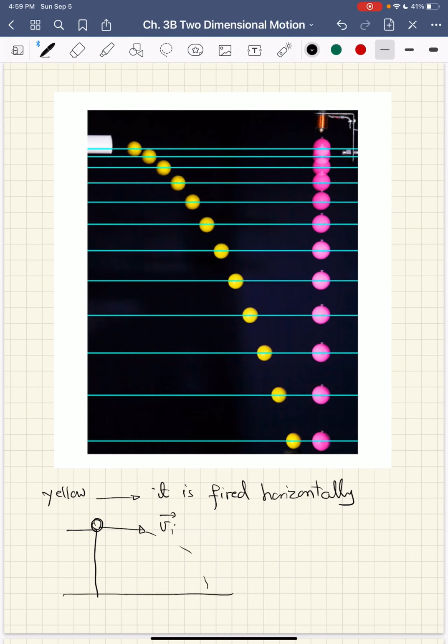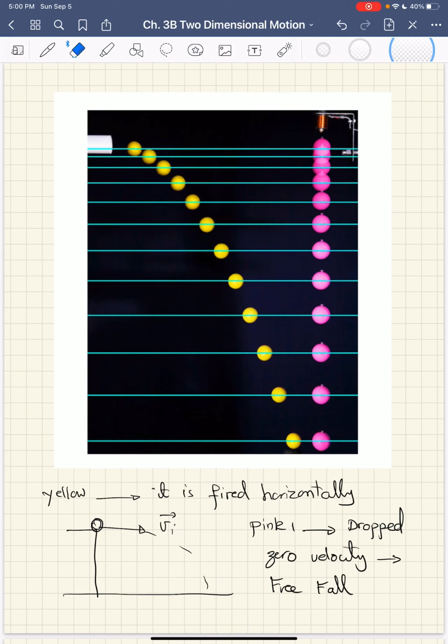Now the other one, the pink one, it is dropped. Dropped means it is 0 velocity and it is free fall. Now if you look at the two motions, I would say the vertical motion is going to be the same. For example, like they were here and then here and then here.